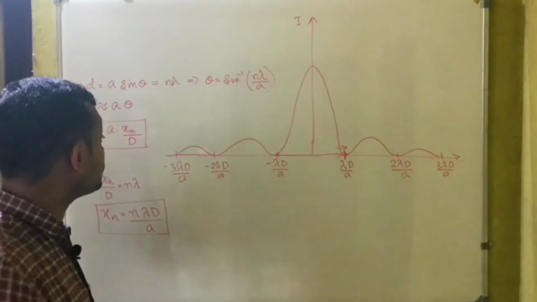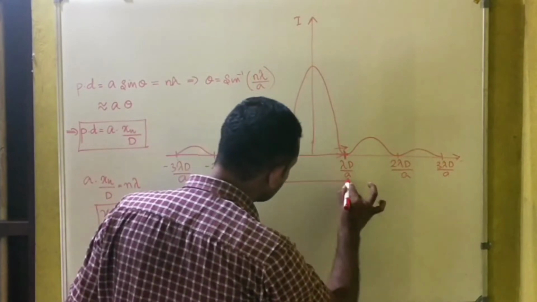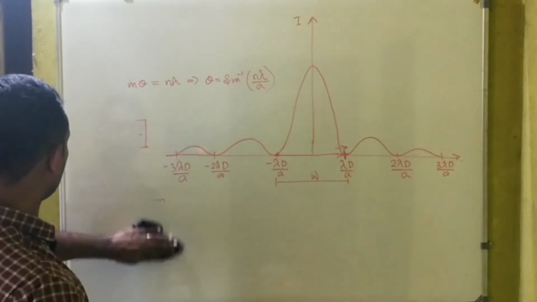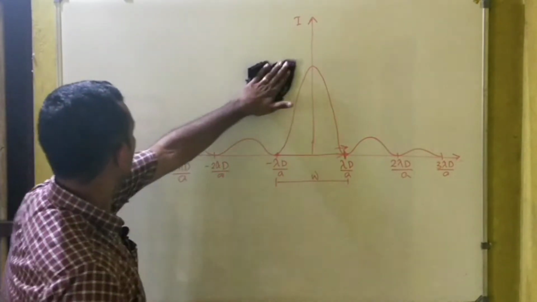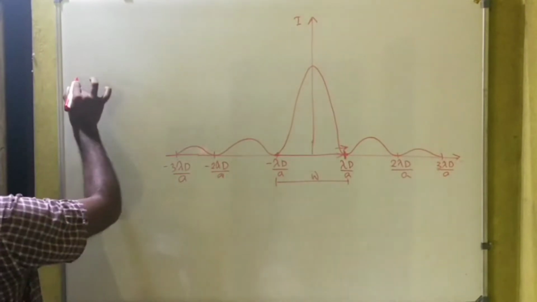The question I am asking is, from here, what is the width of the central maxima?